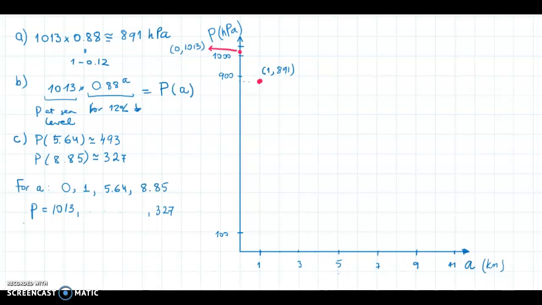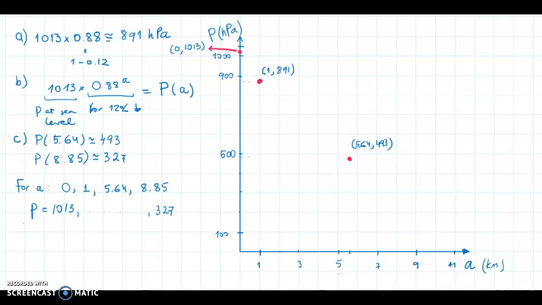Then I have the pressure for the altitude of 5.64. That will be around here. And that pressure is 493. So I'm going to mark where 500 is. 2, 3, 4, 500 is here. So just under it, and corresponding here, around here will be the point. I'm going to write its coordinates. I can add some lines here to read the graph nicer. I'll do that in 1 second. So 5.64, 493.